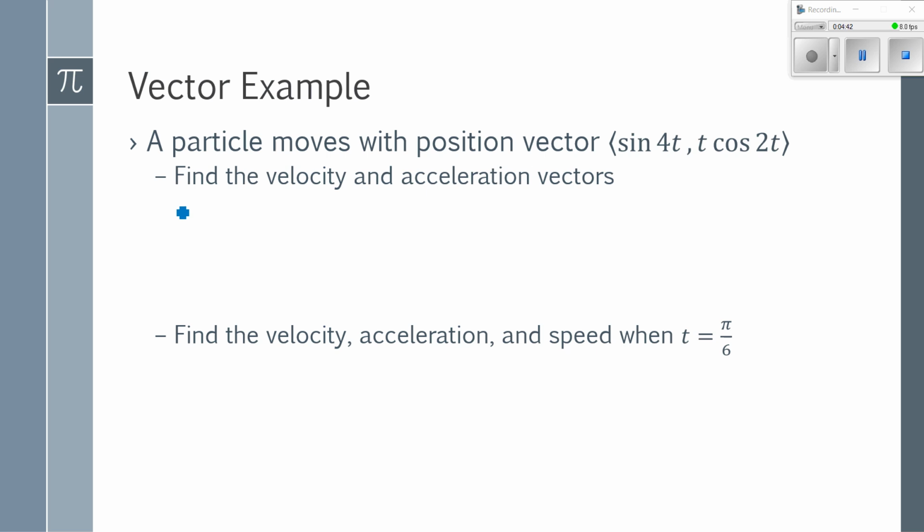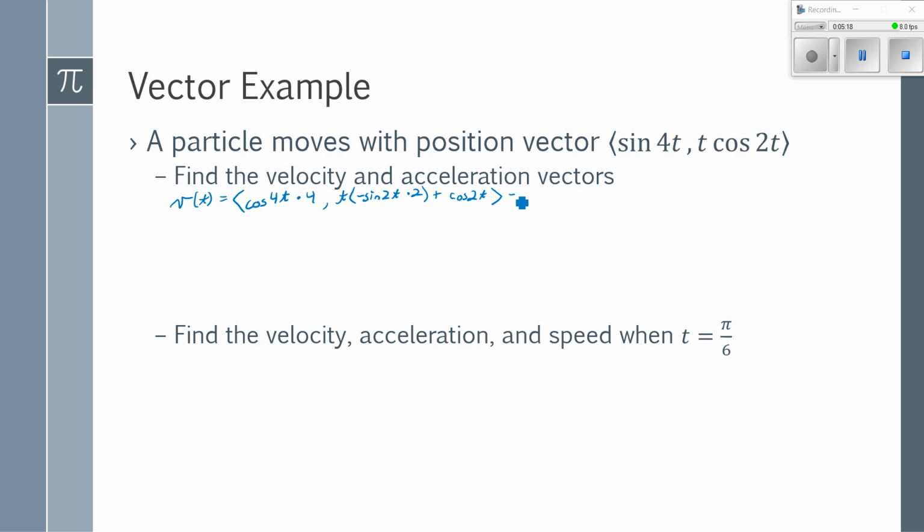So if I want to find the velocity vector, I'm going to need to take the derivative of the x component of my position vector. And so I've got the cosine of 4t, but then chain rule times the derivative of 4t. And t times cosine of 2t is going to require the product rule. So I have first times the derivative of the second, but I need the chain rule on that derivative of the second, plus second times the derivative of t, which is 1.